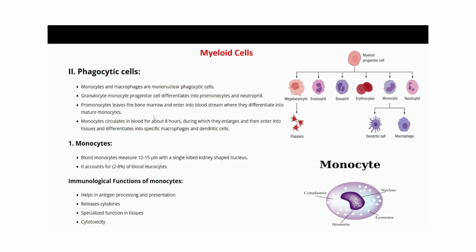What about monocytes? Generally the size of a monocyte is 12 to 15 micrometers, and here you can see the shape of the nucleus is kidney shaped, and they make up 2 to 8% of blood leukocytes. What are the functions of these monocytes? They can help in the processing and presenting of antigens. Second, they can release cytokines and produce cytotoxicity.